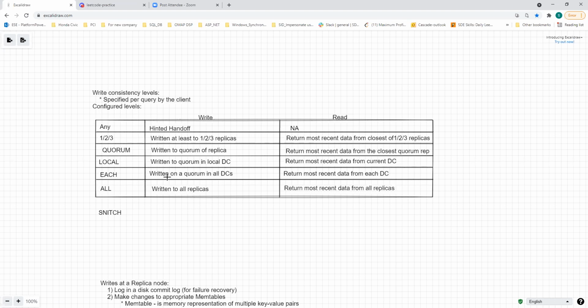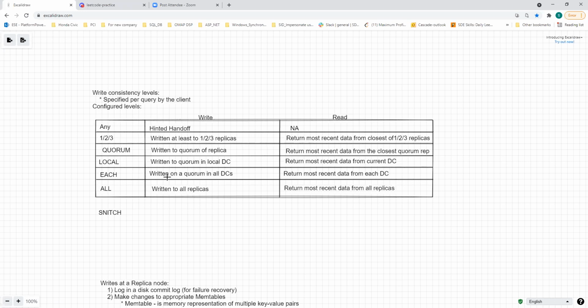Regarding the ANY consistency level, it doesn't guarantee durability, right? Because it's just writing to the coordinator node, and then that can die off, right? Yeah, that also can die off. So they usually say don't go with ANY, and that is discouraged most of the time.